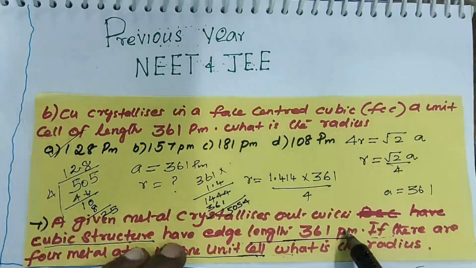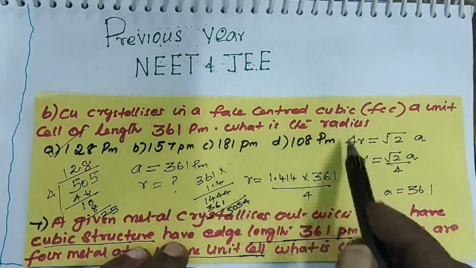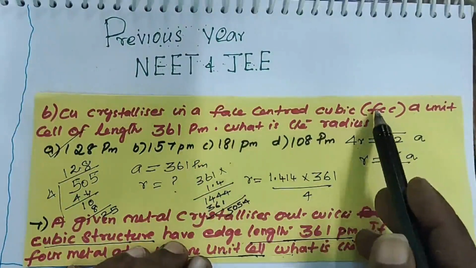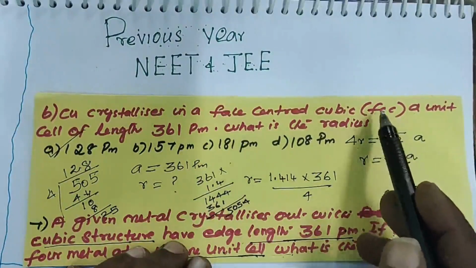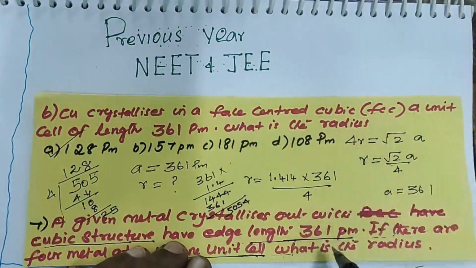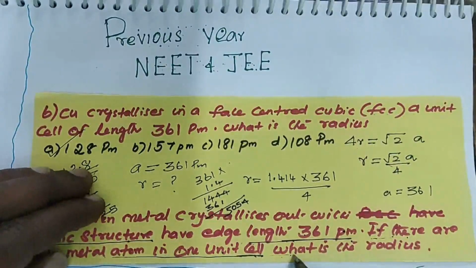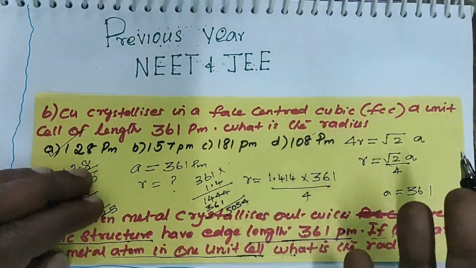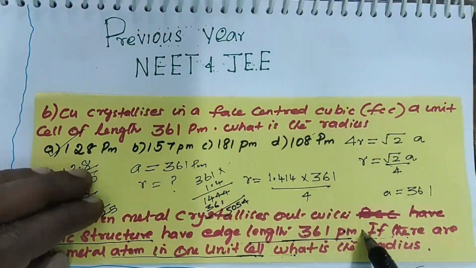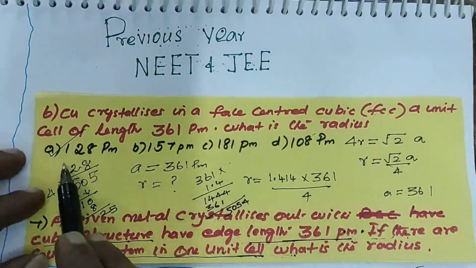So this problem and the 6th are the same. The main difference is that in the 6th question, the crystal is directly given as FCC, but here instead of giving FCC, the atoms per unit cell are given. So both are the same. The wording is somewhat more difficult. So the same question, and the answer is also 128.